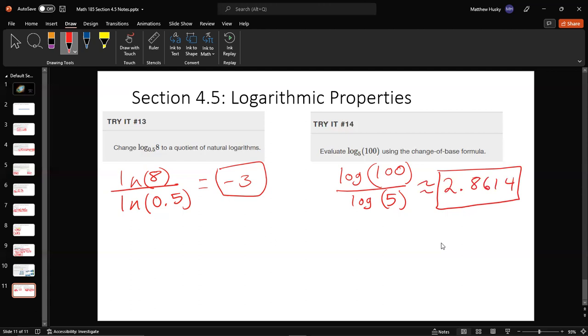All right, that is the end of section 4.5.